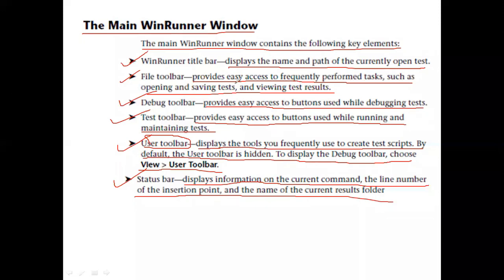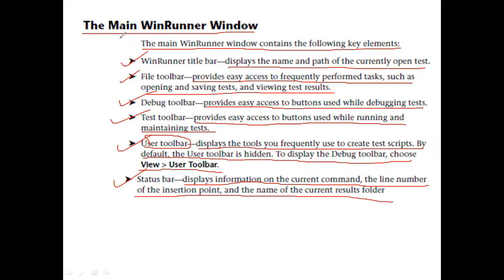So these are the different elements in the WinRunner window. Title bar represents the name. File toolbar represents the frequently used tasks, that means save the file, open the file. So these options are displayed in the file toolbar. Debug toolbar means you are directly using some debugging tools. If the debug toolbar is not available, then you use these tools or these options from the menu bar.